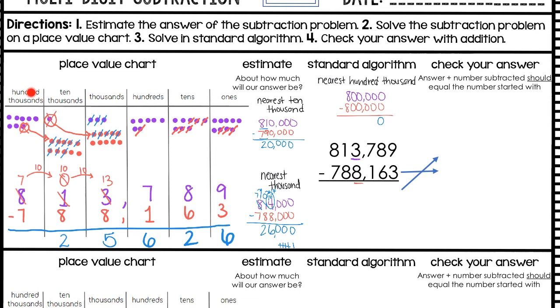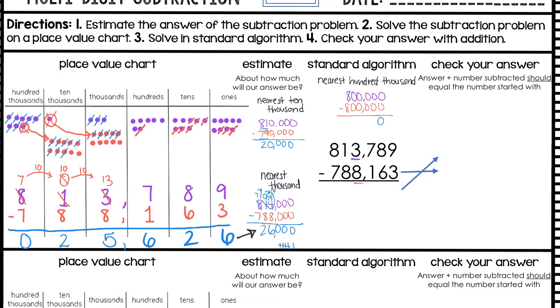Then we go over into our 100,000s place. Now I have 7 10,000s. 5, 6, 7. I can take away 7. 1, 2, 3, 4, 5, 6, 7. And I'm left with 0 10,000s. So my answer is 25,626 that I got in my place value chart. That is pretty close to 26,000.